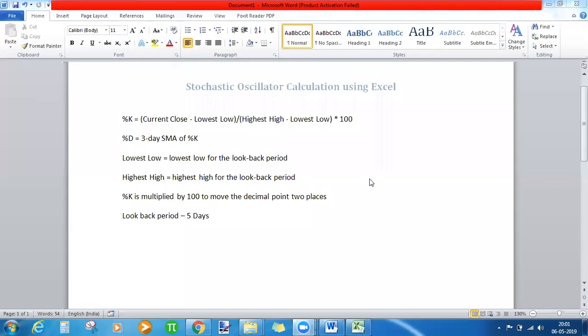In this video, we'll be looking at how to calculate the stochastic oscillator using Excel. The stochastic oscillator belongs to the momentum category, and the name oscillator is because the value of this indicator oscillates between 0 and 100. So let's look at this indicator on the chart and then we'll come to the calculation part.